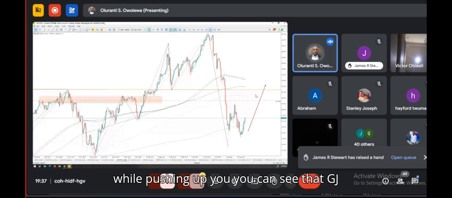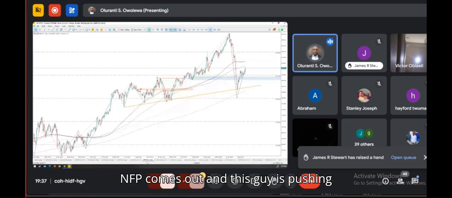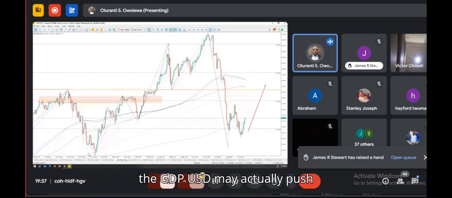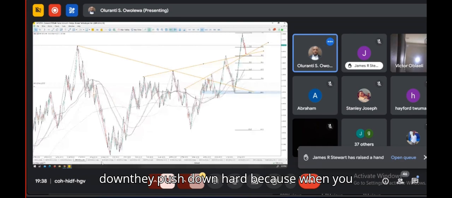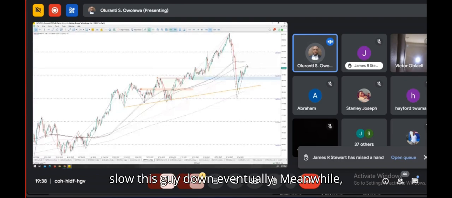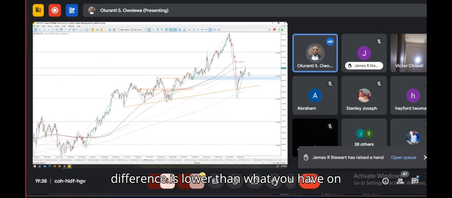And while pushing up, you can see that GJ is actually close to its target because of the strength of the cable itself. So now, when the NFP comes out and this guy is pushing up very hard, the GBP USD may actually push down hard because, when you look at it, this guy is close to his target. So it means something is going to slow this guy down eventually. Meanwhile, USD JPY is showing a very strong buy signal. This one has another 300 pips, but the pip difference is lower than what we have on UJ.